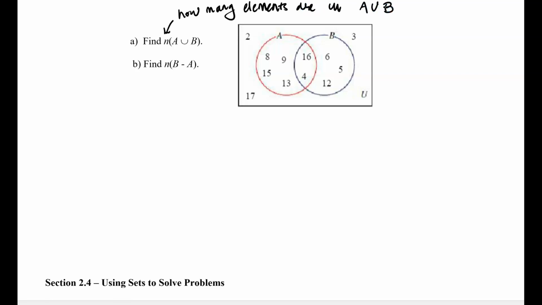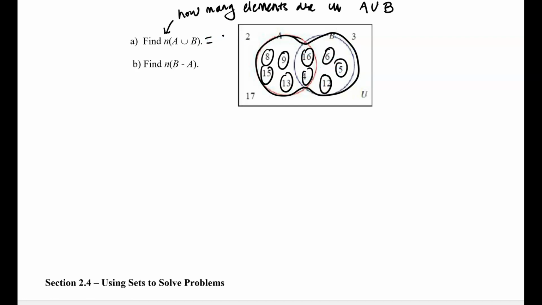So what we can do is we can just count. We can see that we circle A, and here's circle B, and we want to know how many. The union is everything all together. So all of this would be the union. So if we count, we've got 1, 2, 3, 4, 5, 6, 7, 8, 9.